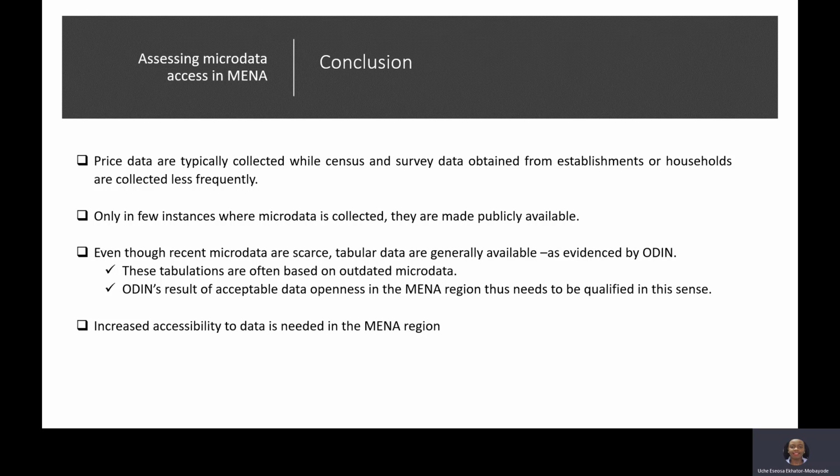However, the ODIN says MENA is doing rather well. So even though ODIN's result of acceptable data openness in the MENA region seems good, it needs to be qualified in the sense of microdata, because our results show that microdata access in MENA is poor. So increased accessibility to data is needed in the MENA region.